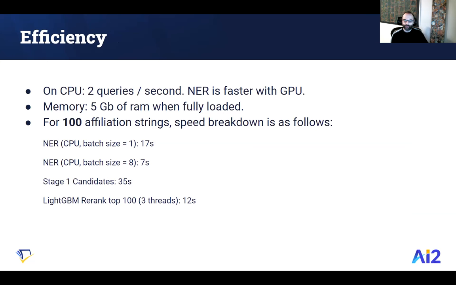Efficiency is middling, but I think good enough, and it can be made faster. On the CPU, you get 2 queries a second. Named entity recognition is much faster with a GPU, and it's also faster batching. So you can see there that the stage one candidate takes the longest because I wrote that in Python and I didn't really try to make it fast enough. But I think there's room for improvement here. But it works okay, and we're going to be deploying this in production pretty soon.